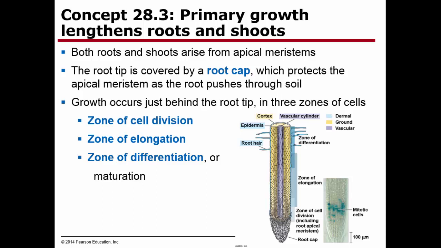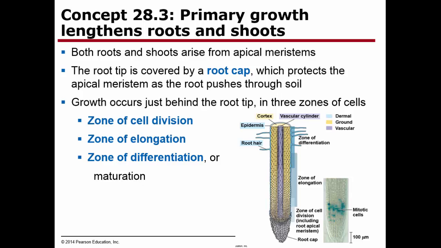The differentiating cell is going to grow longer and longer, and we see the zone of elongation occurring. So even though the division of cells is important in root growth, it's actually the elongation of those cells that's most primarily responsible for the increase in root length.